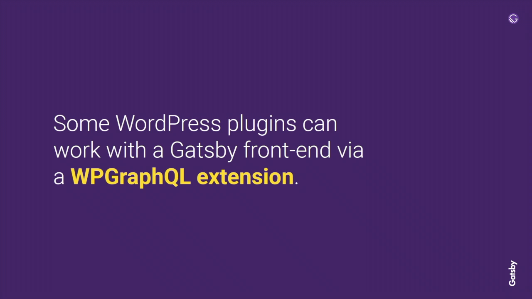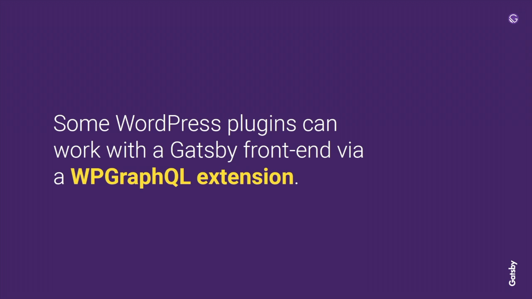Some WordPress plugins can work with Gatsby, a Gatsby front end, via a WP GraphQL extension. So if you're completely new to our integration, one of the dependencies of our integration is called WP GraphQL, which is a free WordPress plugin that puts a GraphQL server, an endpoint, into your WordPress project. So now you can access your content and data and also publish to WordPress through a GraphQL endpoint.